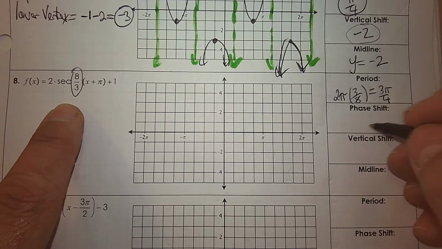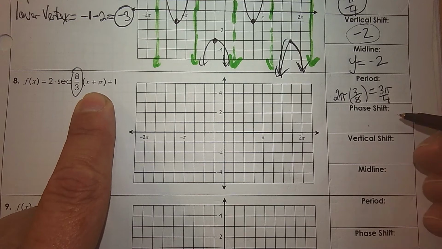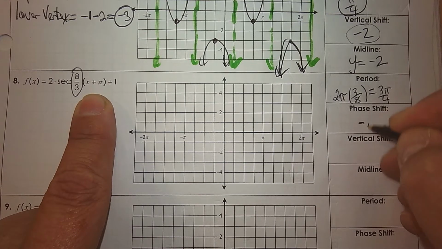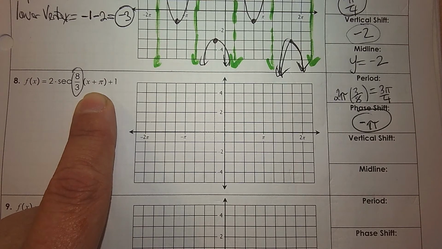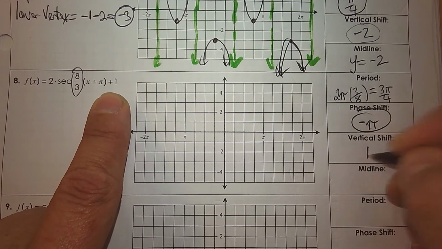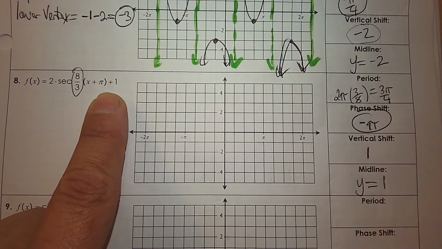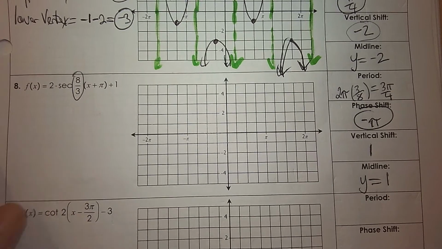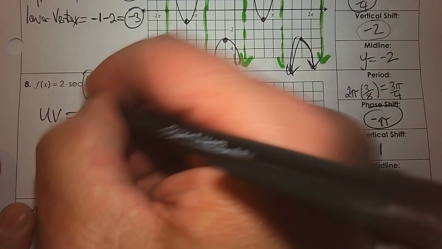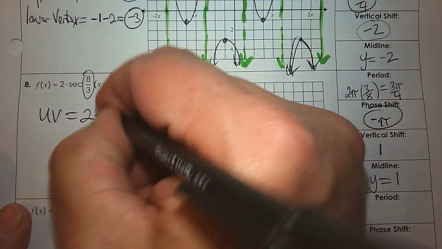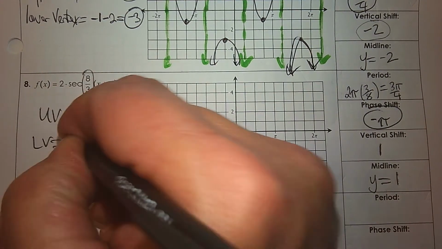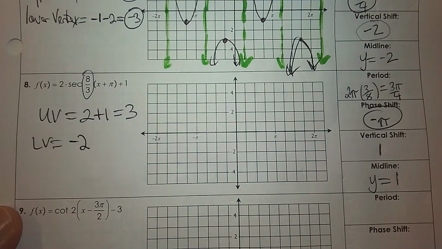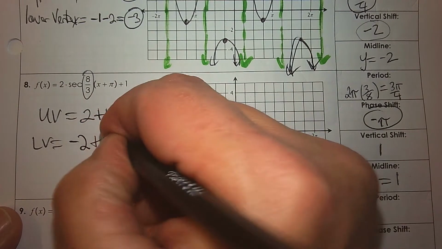The phase shift. Is there something adding or subtracting inside? What's the opposite direction? So where am I going to start my graph? At negative pi over 4. Is there a k? And that means everything has been shifted up 1. So my upper vertex would be positive 2, but because it goes up 1, it's now at 3. My lower vertex would have been at negative 2. But because everything goes up 1, it's now at negative 1.